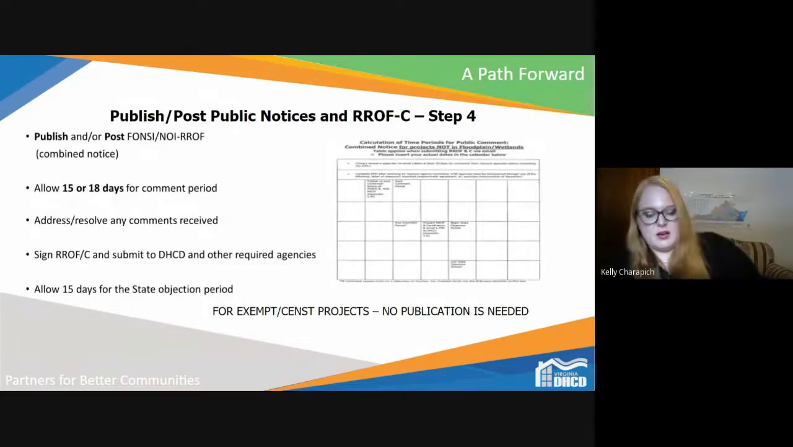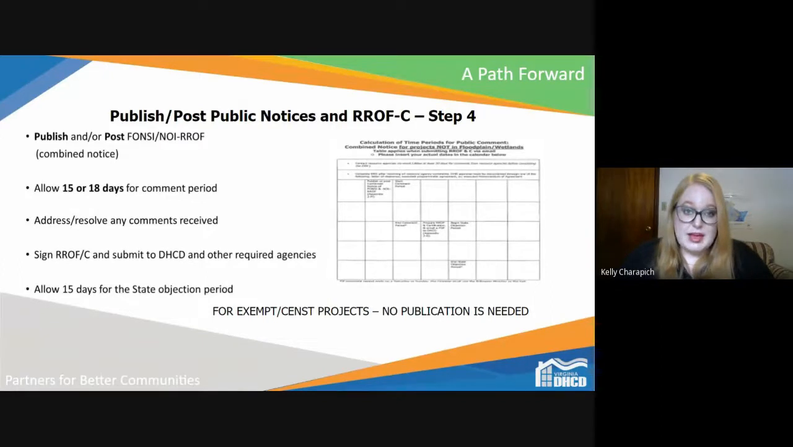So you've determined your level of review. You've hopefully got a FONSI. If you have a FONSI, contact us. And this is where we start publishing and posting our public notices. If you look on pages 16 through 19 in Appendix 2 of our manual, you will see a calendar that will help you determine your postings and your publishing.